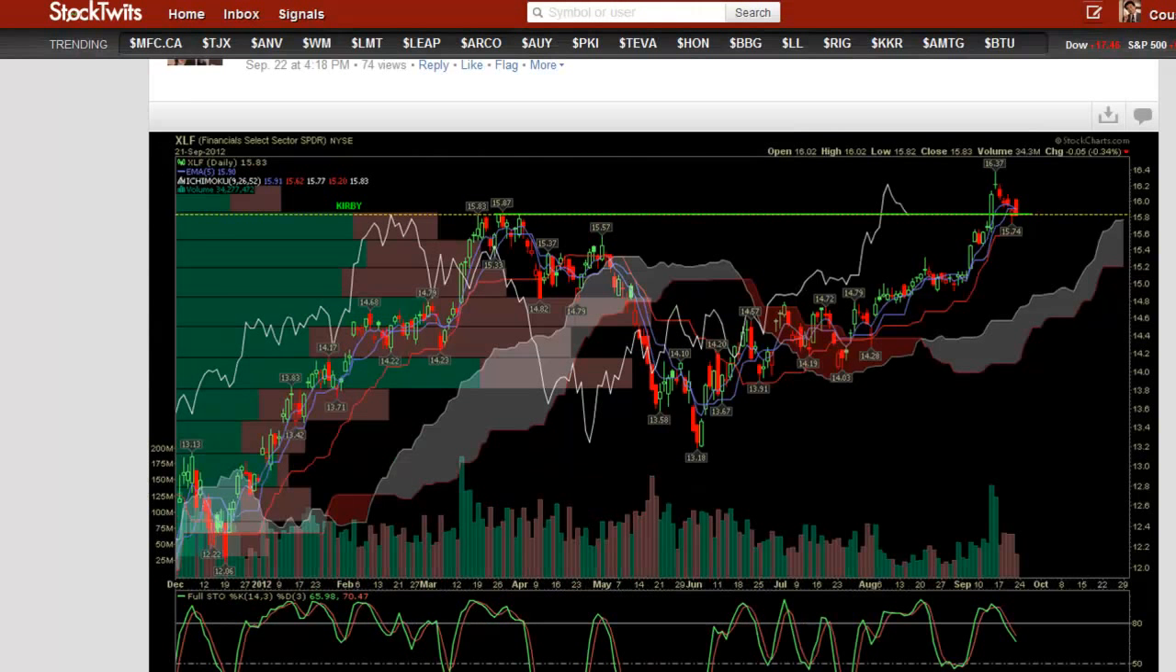Some other things I'm watching are XLF. Note the nice flag we put in here. We pulled back to a breakout level. We have a Kirby up here, and we're sitting right on Tenkan-sen.